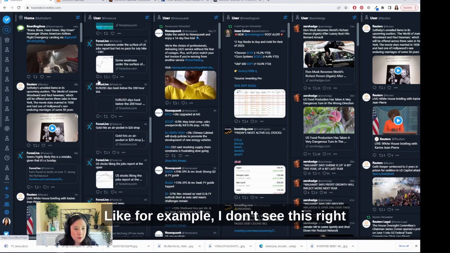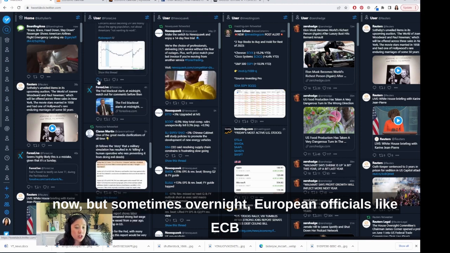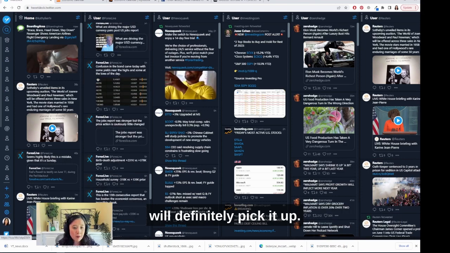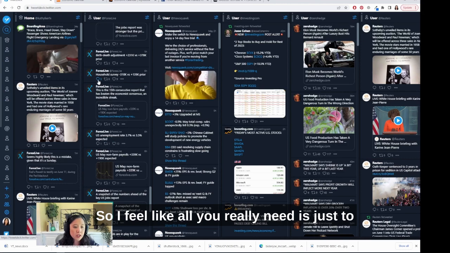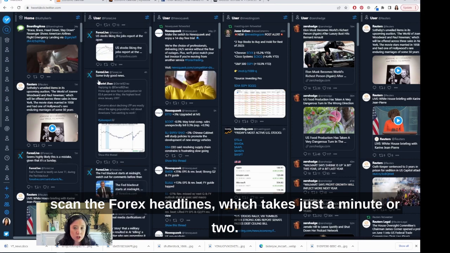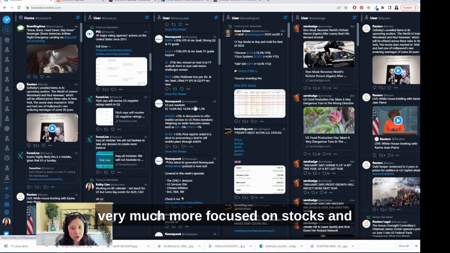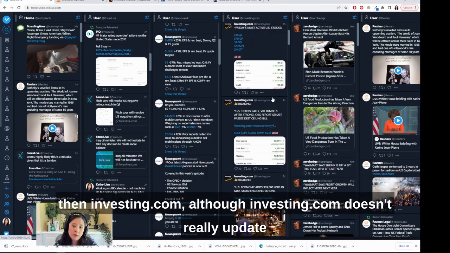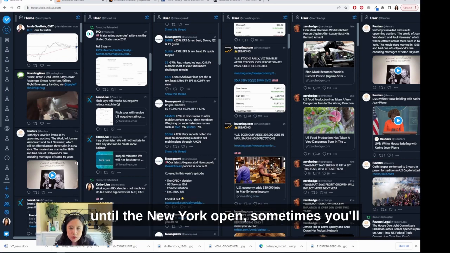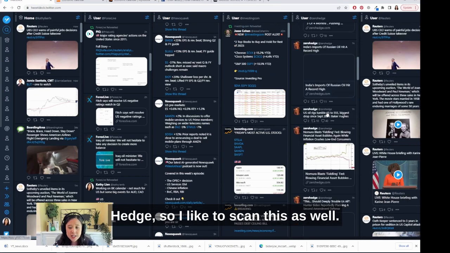Like, for example, I don't see this right now, but sometimes overnight, European officials like ECB President Lagarde may say something, and Forex Live will definitely pick it up. If it's important, they will cover it. So I feel like all you really need is just to scan the Forex Live headlines, which takes just a minute or two. Scan the News Squawk headlines, although they're very much more focused on stocks, and then Investing Live. Although Investing Live doesn't really update until the New York Open, sometimes you'll get some valuable information here. And I personally really like the comprehensiveness of Zero Hedge, so I like to scan this as well.